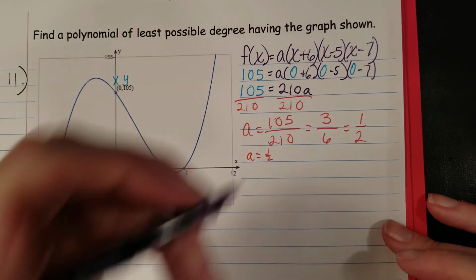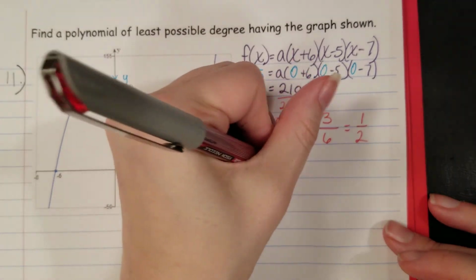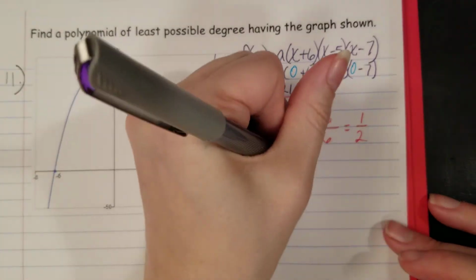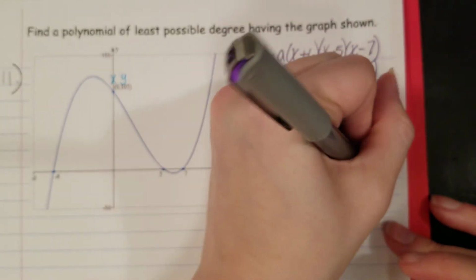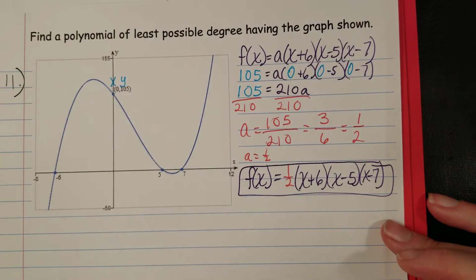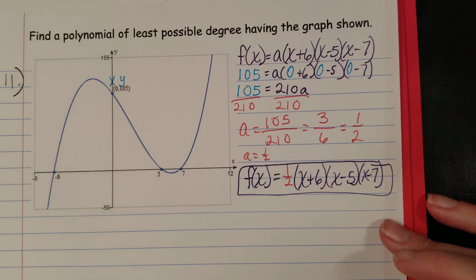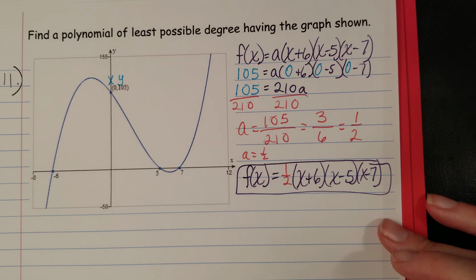So f of x equals 1/2 times x plus 6 times x minus 5 times x minus 7. Okay? And hopefully they won't make you FOIL it out, but if they do, you know how to FOIL. Okay? You're supposed to anyway. If you don't, just search for a video on foiling. I have one for my 0342 class that I can send you.